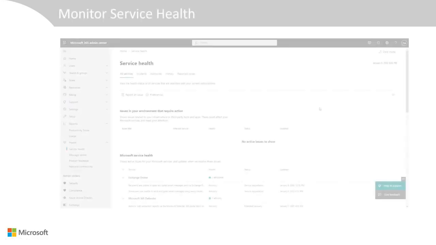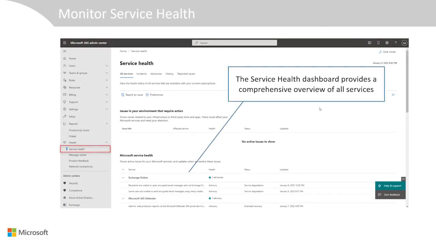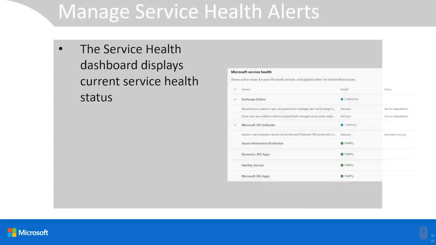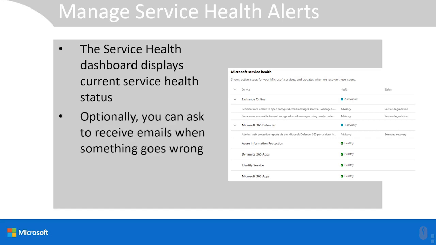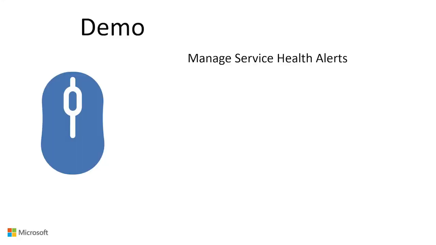To monitor the health of Microsoft 365 services, you can use the Service Health Dashboard at the Microsoft 365 Admin Center. It gives you a comprehensive overview of all of the services. Service by service, you can check on the status of each service and its current health and any advisories. And you can also ask to receive emails when something goes wrong. And we're going to take a look at a demo of that right now.